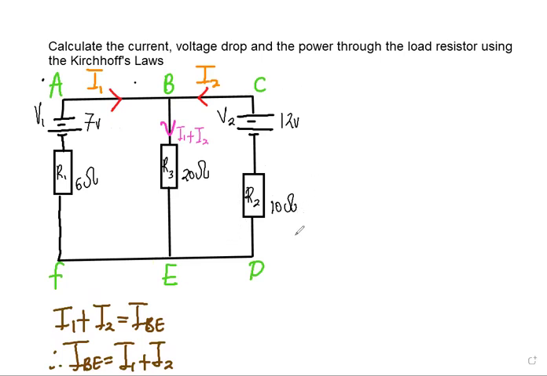Kirchhoff's current law states that the algebraic sum of the current entering a point is equal to the algebraic sum of the current leaving that point. That is Kirchhoff's current law. Then Kirchhoff's voltage law states that the sum of the voltage drop in a closed circuit is equal to the algebraic sum of the applied voltage.